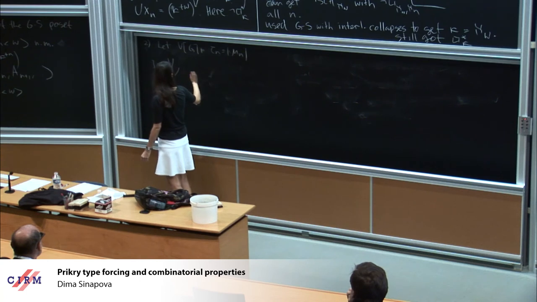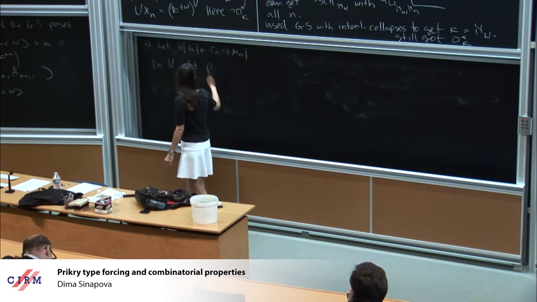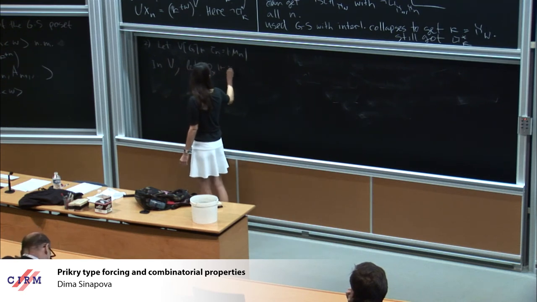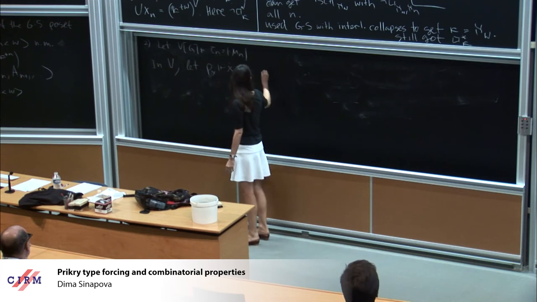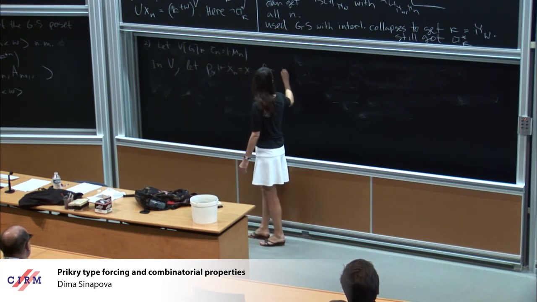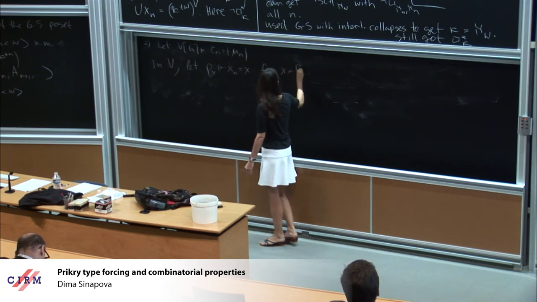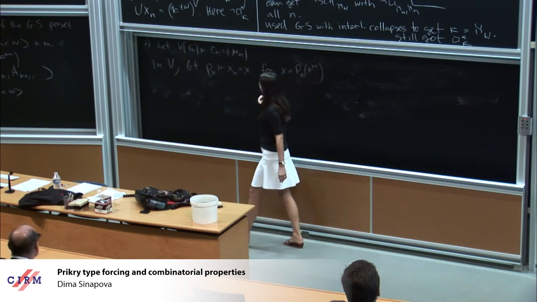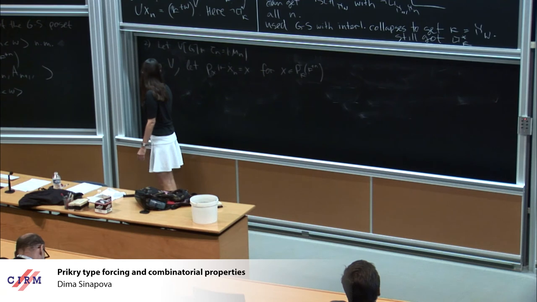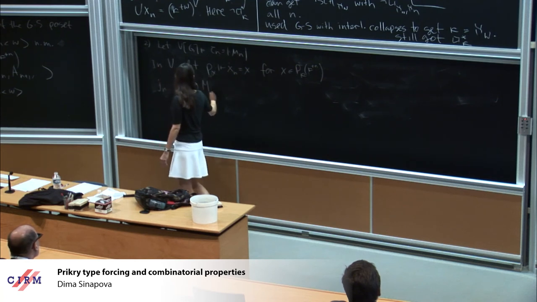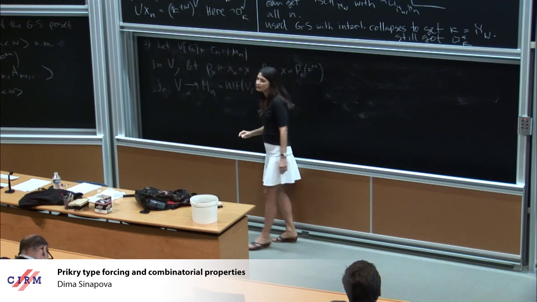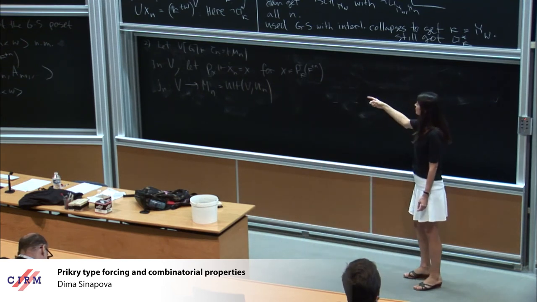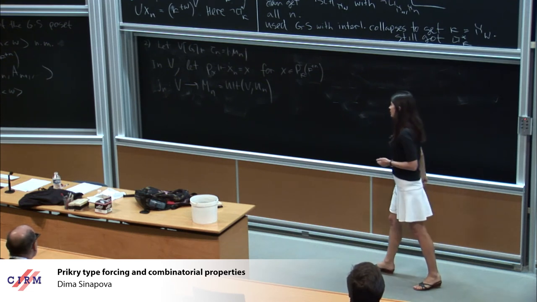In V, let's call it p_x just some condition forcing that x_n equals x, it has to be the right condition, for a measure one set of x's, let's just say in P kappa, kappa plus n. Then also in V, let j_n be given by the ultrapower by U_n. So I want to look at the reflection of this mu_n, which is supposedly collapsed, in the ultrapower.